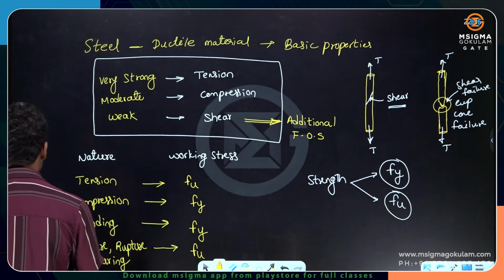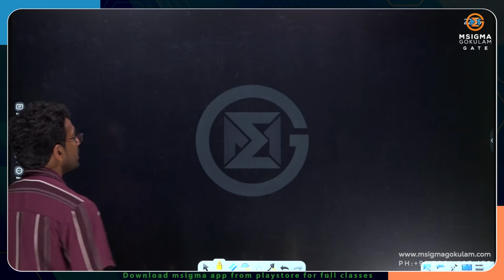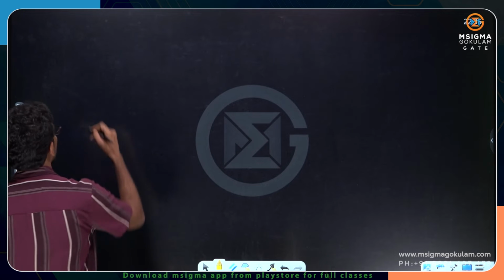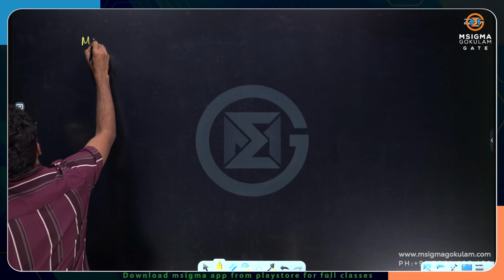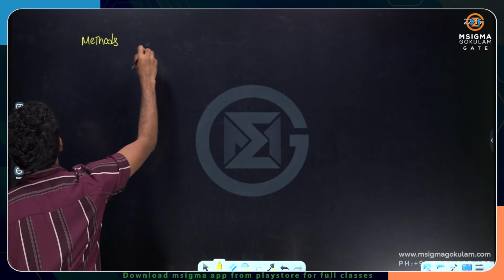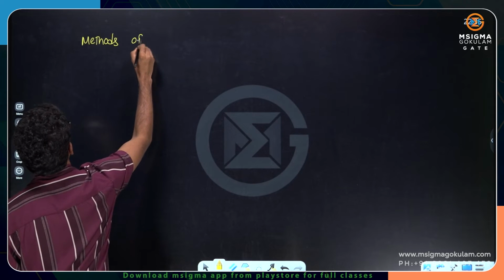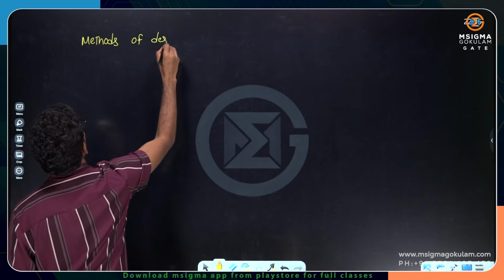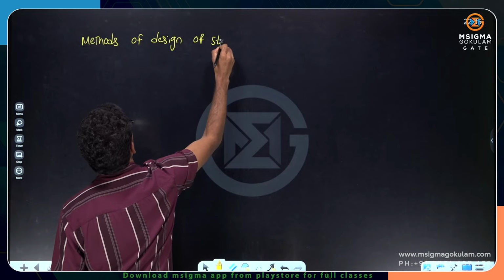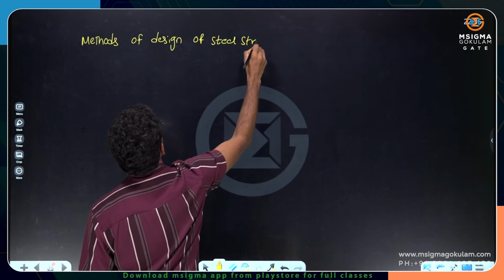Now let us move on to the philosophy of limit state design. What are the methods of design of steel structures? Let me talk about that. That is not much important, but only limit state design is important. So let us talk about only the methods of design of steel structures.